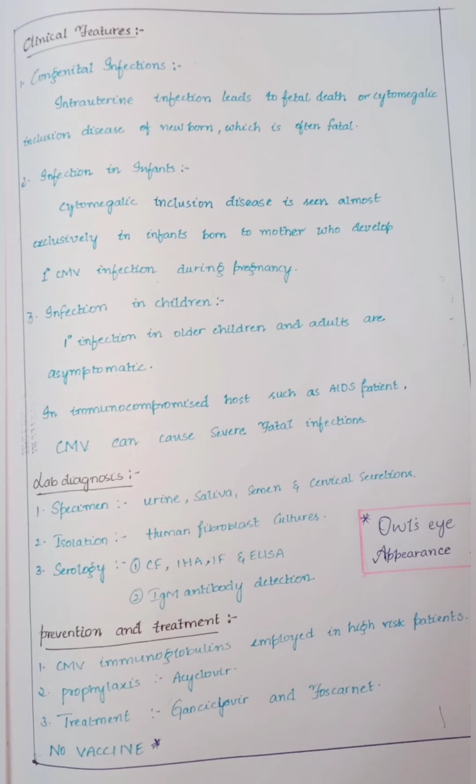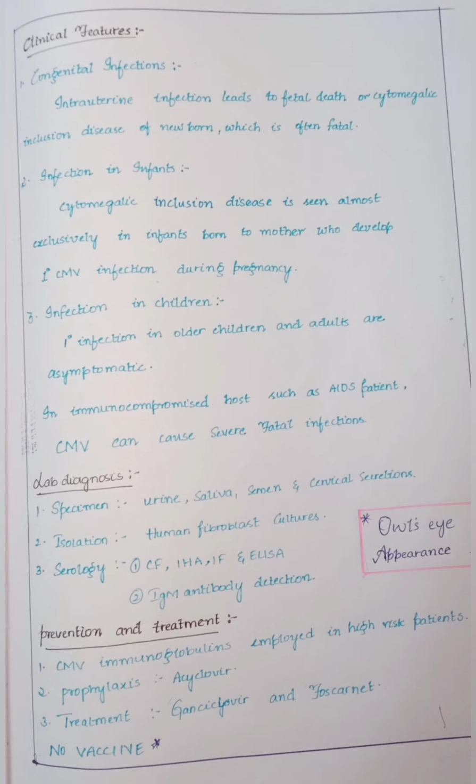Now let us see the second infection, infection in infants. Cytomegalic inclusion disease is seen almost exclusively in infants born to mothers who develop primary CMV infection during pregnancy. Infants of mothers who have CMV reactivation during pregnancy tend to have chronic subclinical infection. Perinatal infection may be acquired from the infected mother through genital secretions or breast milk.